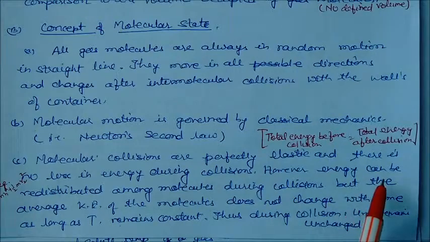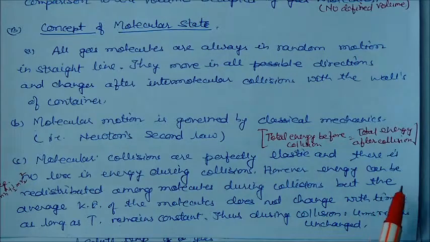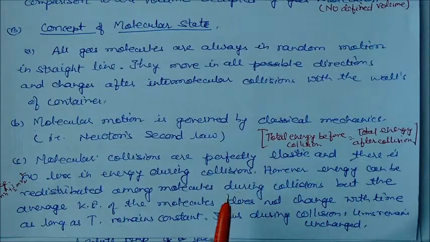So however, this energy is distributed among the molecules during collisions, but the average kinetic energy of the molecules does not change with time as long as the temperature remains constant. So during collision, the root mean square velocity remains constant. This velocity has been given a new name, that is called root mean square velocity.